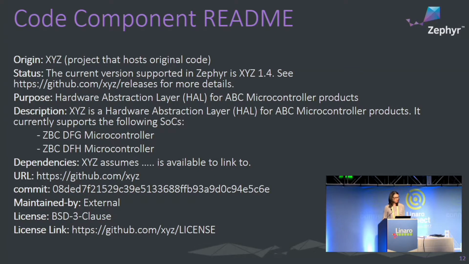So that's just a quick overview of how we're using vendor HALs, why we are using vendor HALs, and how we get new ones into the tree. That's all I've got. Do you have any questions?